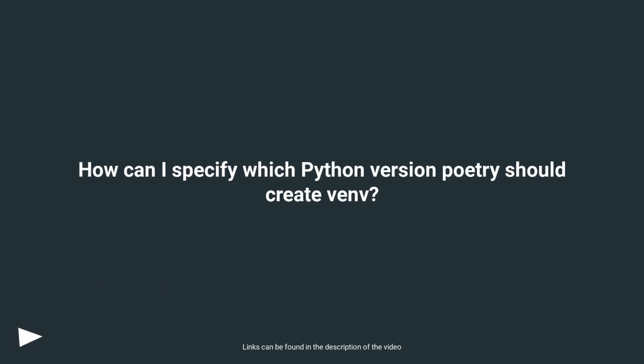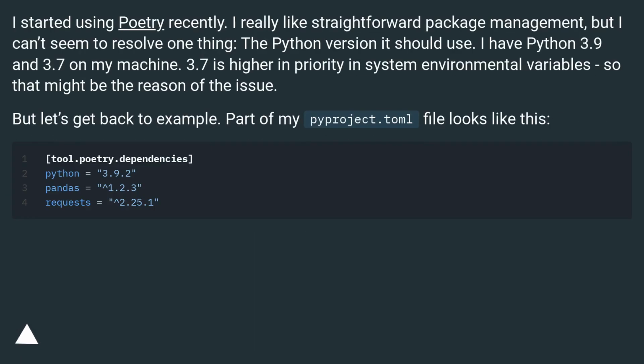How can I specify which Python version Poetry should create the venv with? I started using Poetry recently. I really like straightforward package management, but I can't seem to resolve one thing: the Python version it should use.